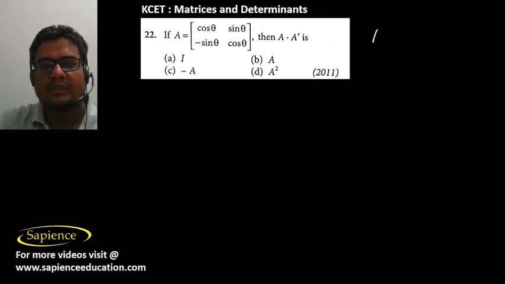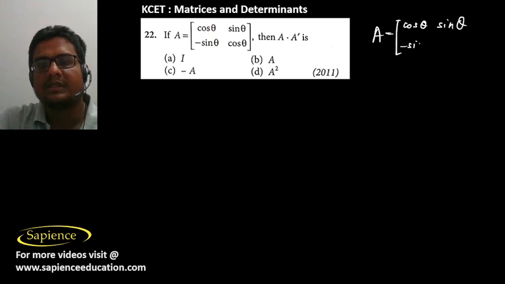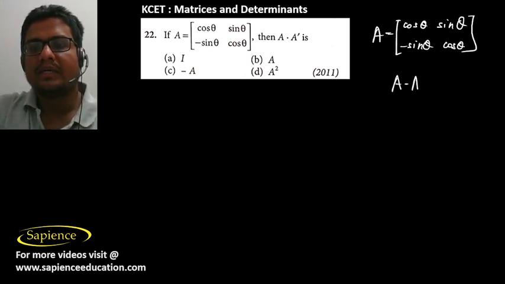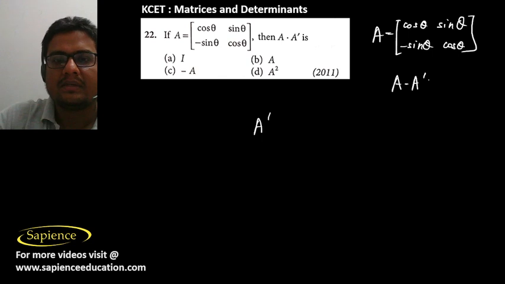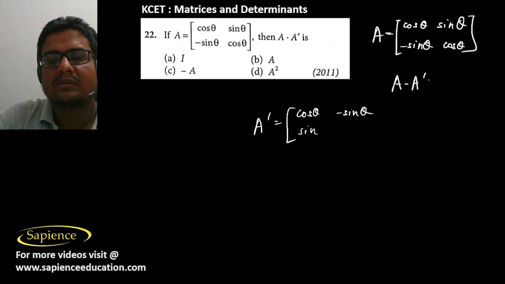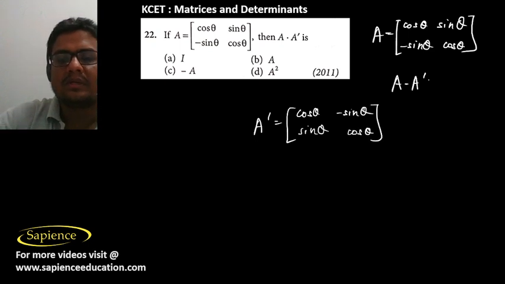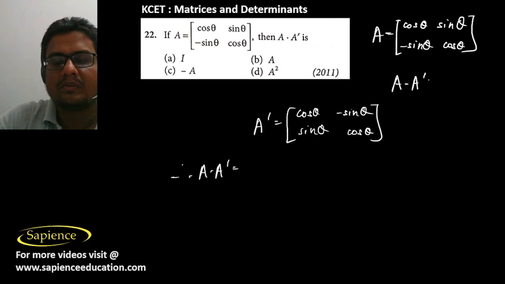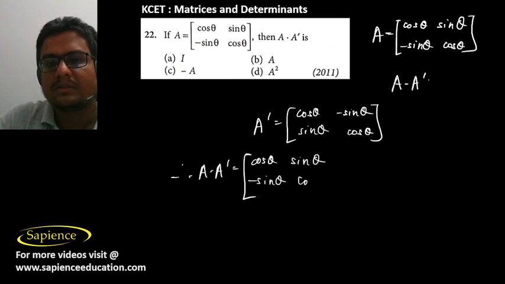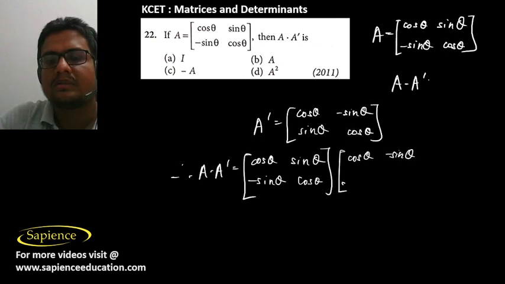Then it is told that the matrix A is given as cos theta, sin theta, then minus sin theta, cos theta. Then we have to find the value of A into A transpose. Now A transpose will be cos theta, minus sin theta, then sin theta, cos theta. So therefore A into A transpose will be equal to, we have to multiply these two matrices. So this is cos theta, sin theta, minus sin theta, cos theta, and into this will be cos theta, minus sin theta, sin theta, cos theta.